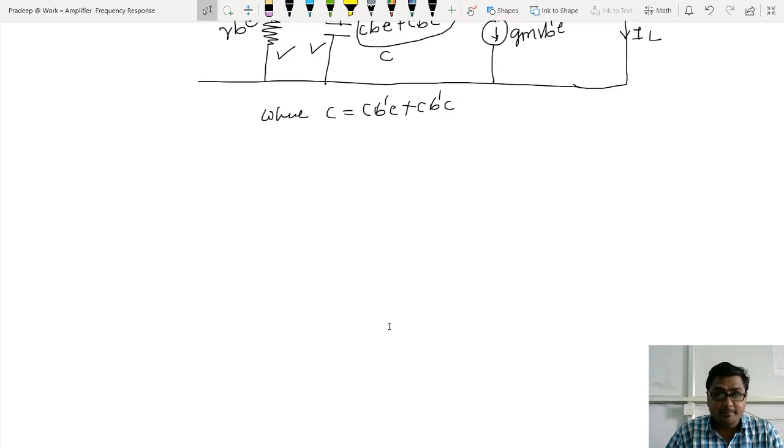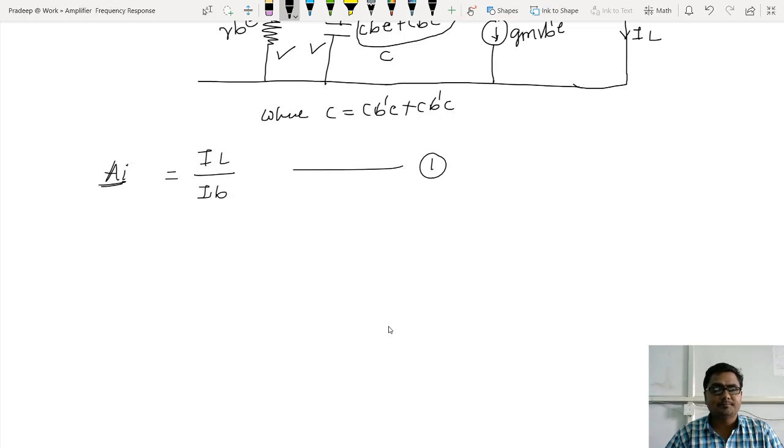Now the current gain, the equation will be, okay, let me write it: AI, CE short circuit current gain. That's what the actual purpose is that we need to derive. AI is equal to what? It is output current divided by input current. So output current is IL, input current is IB. It is well known. Let me call it equation number 1.